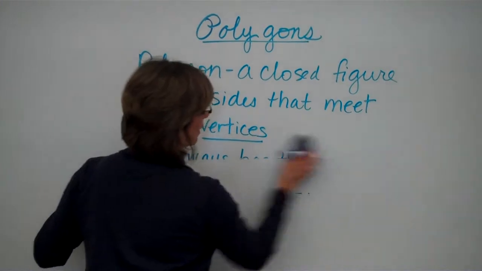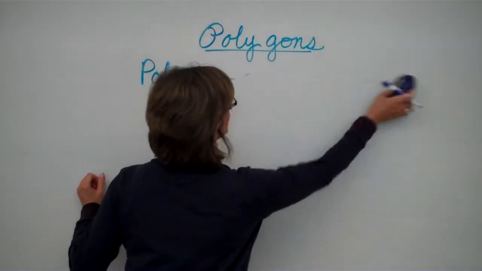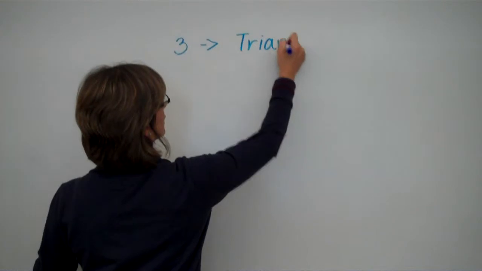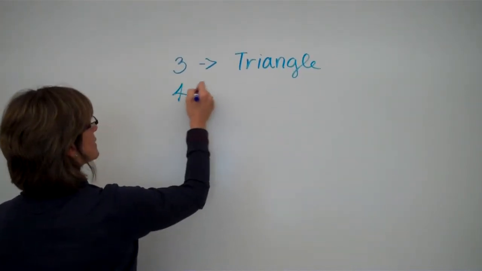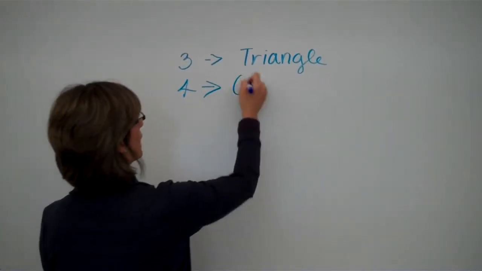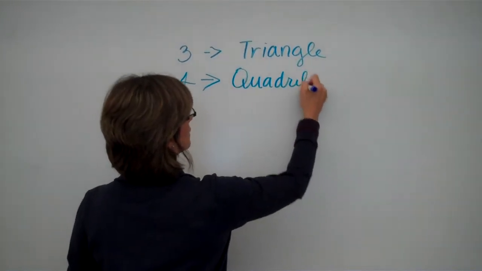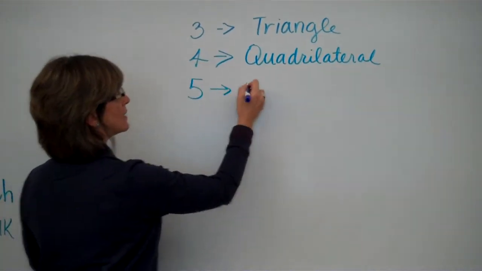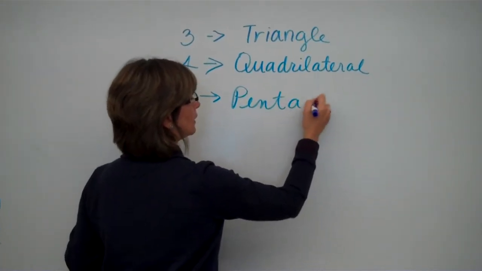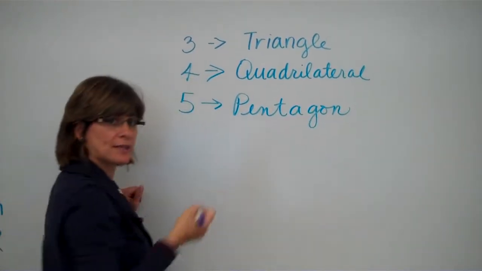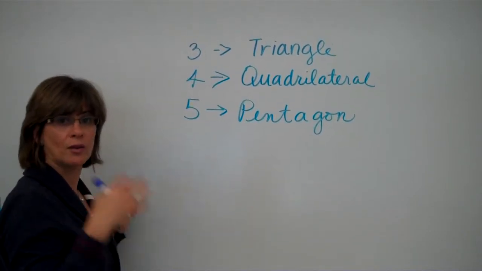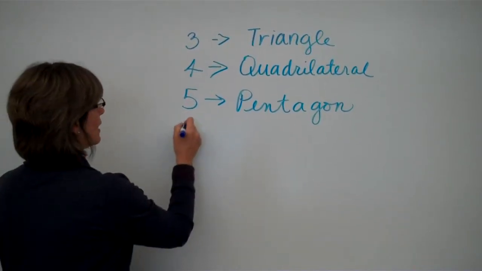So let's look at some of the polygons that are the most frequently used. A polygon with 3 sides is called a triangle. A polygon with 4 sides is called a quadrilateral. A polygon with 5 sides is called a pentagon. And you might know that some of these prefixes help you determine, like tri. You know tri, like a tricycle, would have three wheels, so 3 sides.